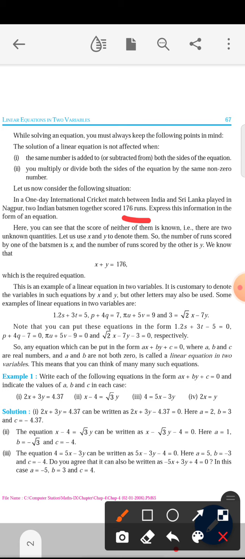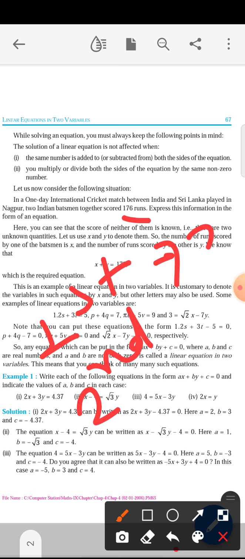That means the summation of these two batsmen's scores is equal to 176. Now we have to express this information in equation form. So suppose both the numbers are unknown, because we do not know how much the first batsman scored and how much the second batsman scored. So we take the first batsman's score as x runs and the second batsman's score as y runs.